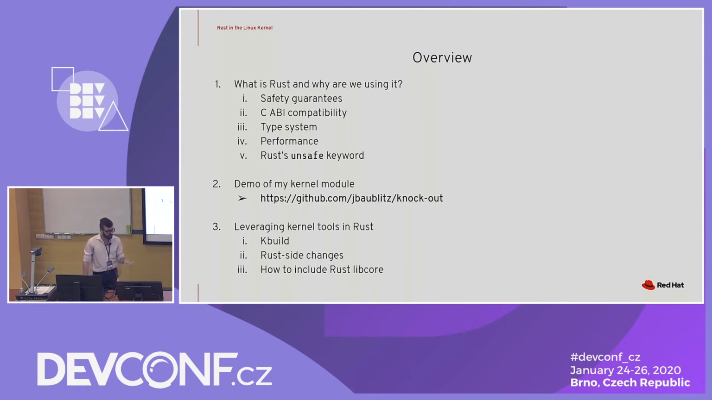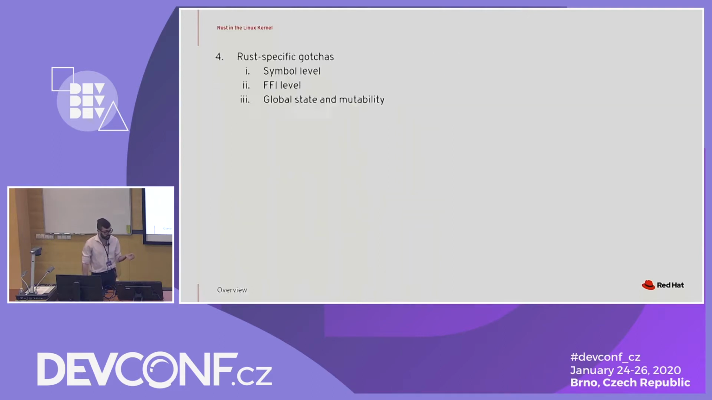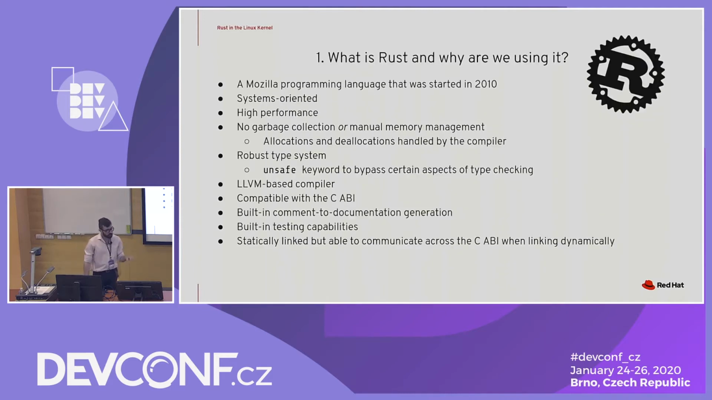Then we're going to do a demo of my kernel module, and then we'll talk about leveraging existing kernel tools for actually building Rust. And last, we'll talk about the most interesting part, which is some Rust-specific gotchas. So things that you might not expect to bump into at a lower level and how we can get around that. So first off, what is Rust and why are we using it?